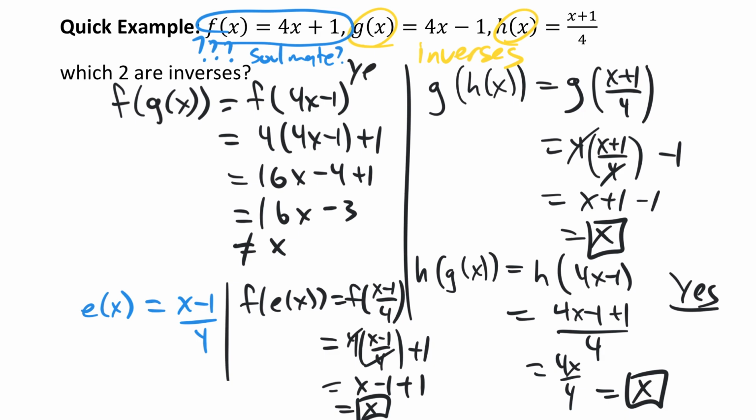So yes, we were able to find the soulmate. We were able to find the inverse of f. And that's super exciting that we found one for f. But we have to keep going. We have to look at another function here.